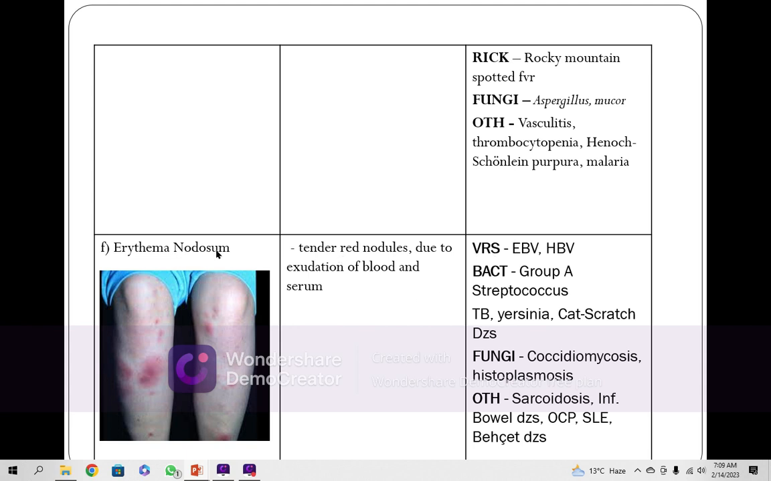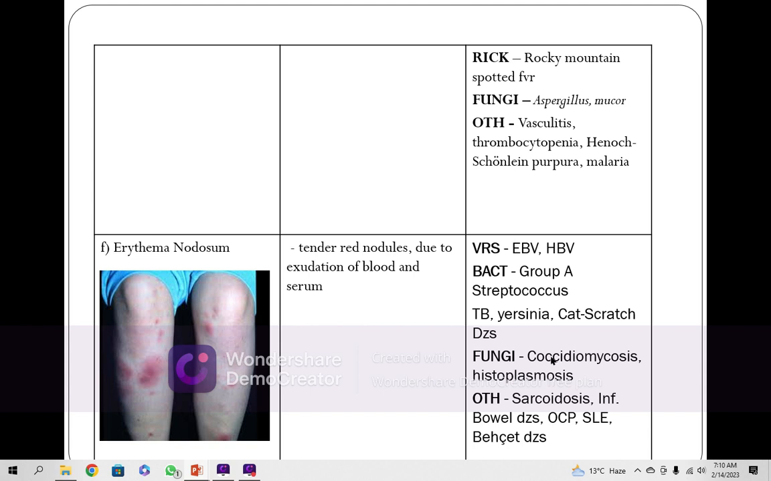So, erythema nodosum etiology is multifold. It is not a specific lesion, although viruses like Epstein-Barr virus, hepatitis B virus, and bacteria like group A Streptococcus, it may be a primary tuberculosis, Yersinia pestis, cat scratch disease. It is associated with the erythema nodosum.